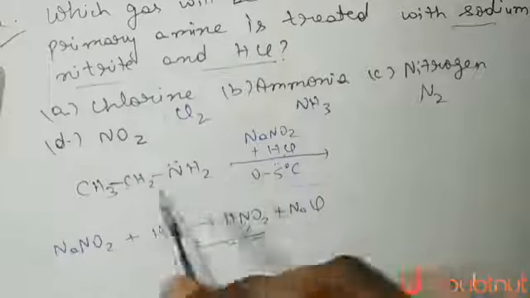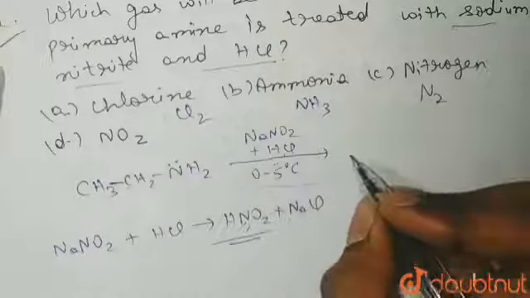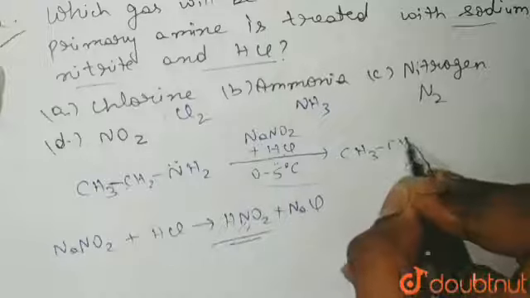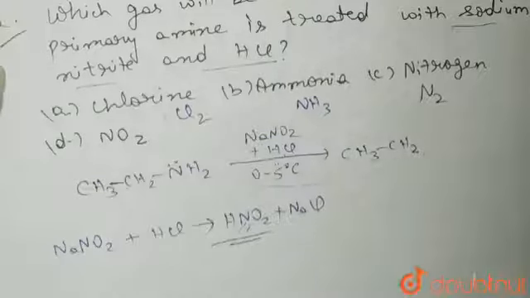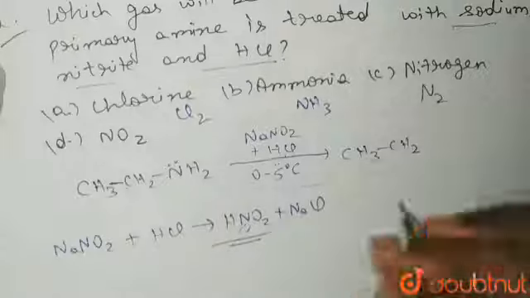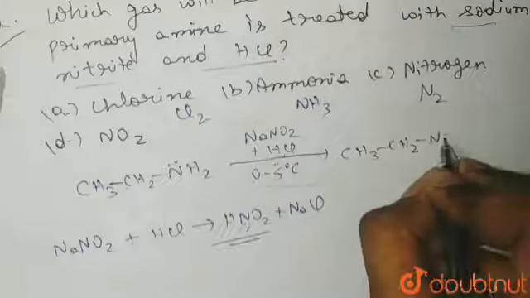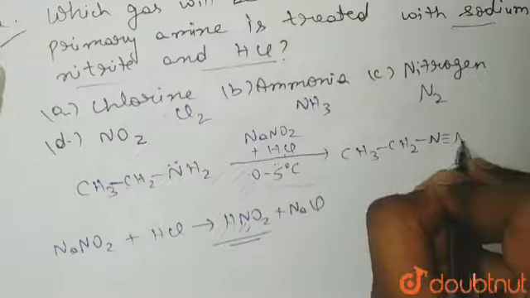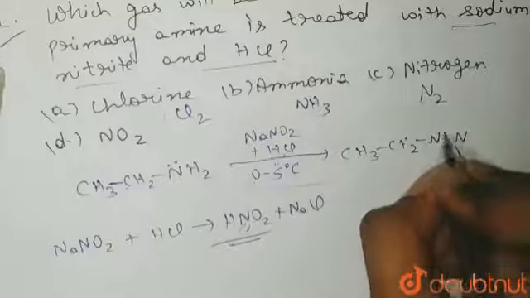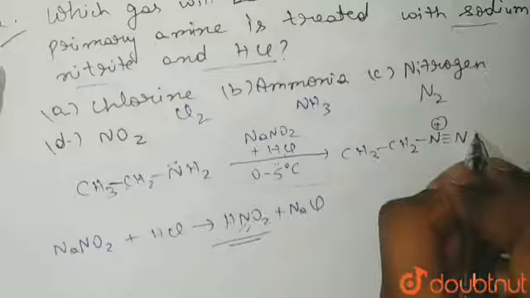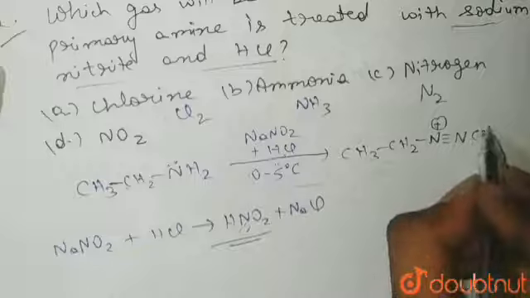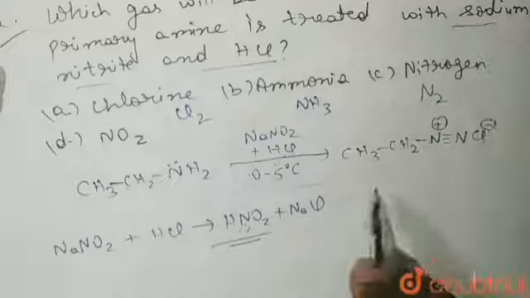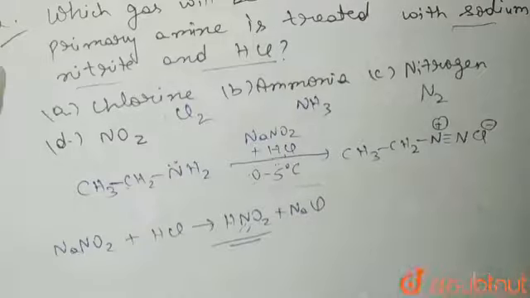So on this reaction, you will get CH3CH2, then N2 and Cl minus. It's like this, N triple bond N, where the second N gets a positive charge, and a Cl minus. So you will get this ethyl diazonium chloride. Now let's see the mechanism.